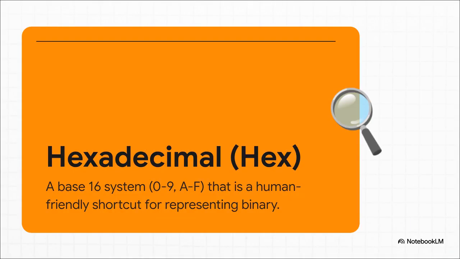And that better way is hexadecimal, or just hex for short. It's a base 16 system. So what does that mean? It means it uses 16 symbols, our usual numbers 0 through 9, and then it just borrows the letters A through F to stand for the values 10 through 15. Its entire purpose is to make binary easier for people like you and me to work with.